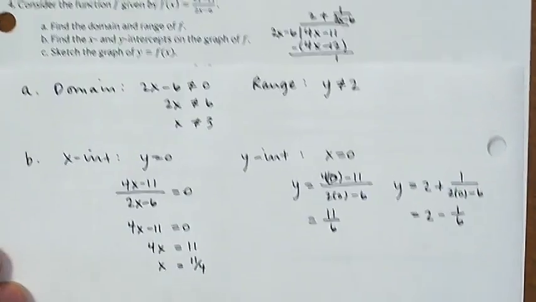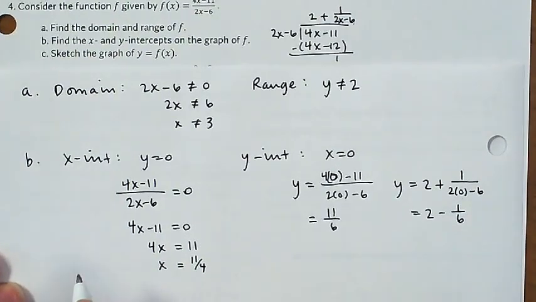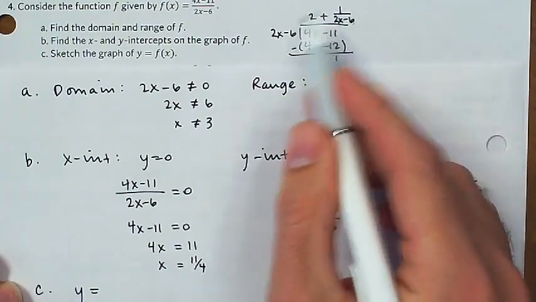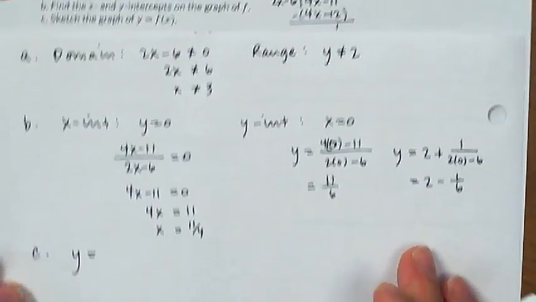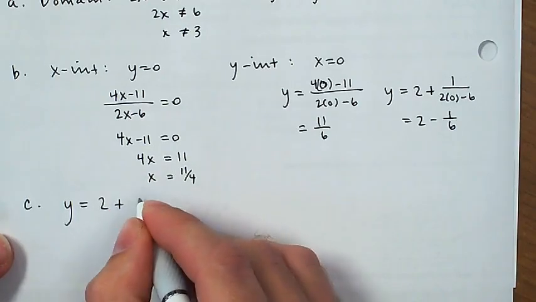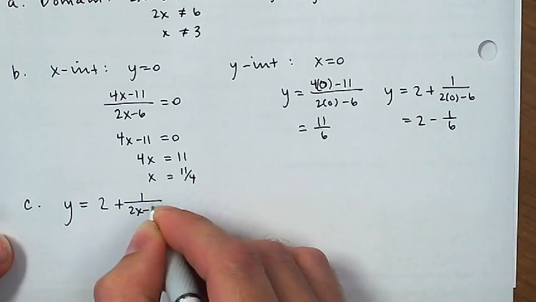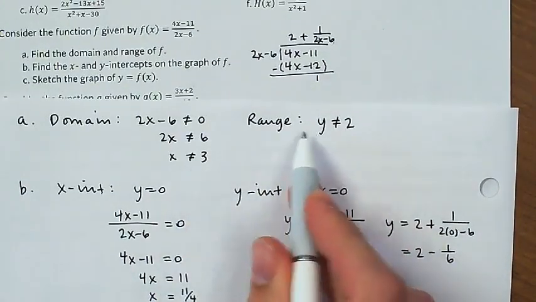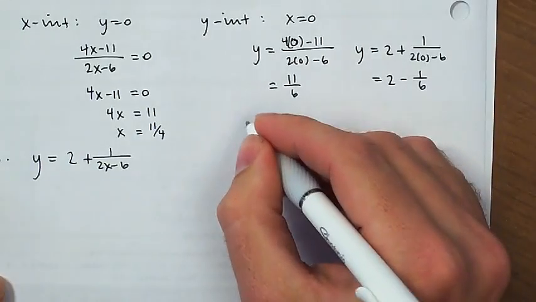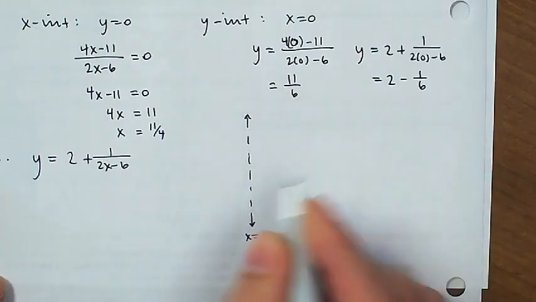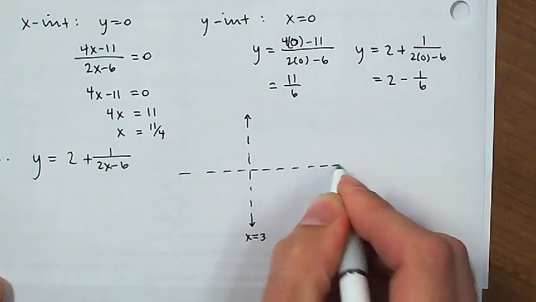And then C is going to be sketch the graph of y equals f of x. So with this one, I'm going to want to use the simplified long division version, because that'll help me graph most easily. So that'll be y equals 2 plus 1 over (2x minus 6). Okay. So I've got a vertical asymptote x equals 3, horizontal asymptote y equals 2, so I'm going to start my graph there. Vertical asymptote x equals 3. Horizontal asymptote y equals 2.